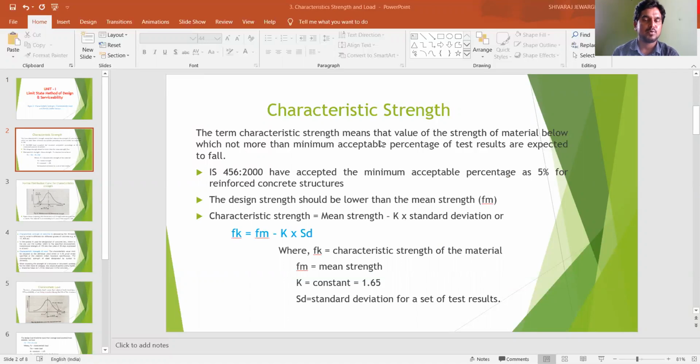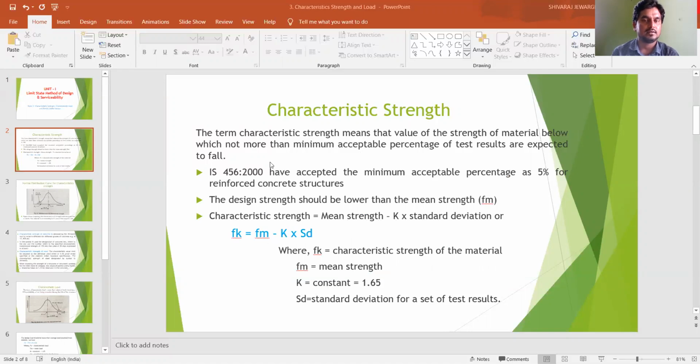According to the strength point of view, as we have discussed in the limit state method, the strengths are underestimated. Likewise, the design strength should be lower than the mean strength. When we calculate the characteristic strength, it is the mean strength minus k times the standard deviation, where k is a constant derived from the normal distribution curve, assuming the acceptable percentage as 5%. Accordingly, the k can be derived.